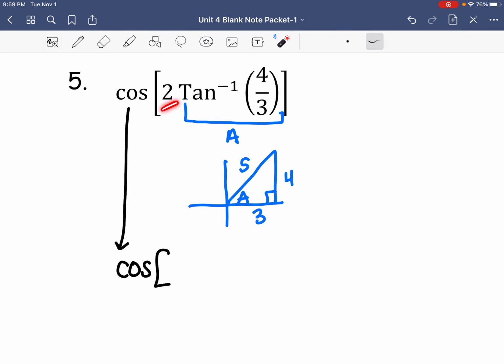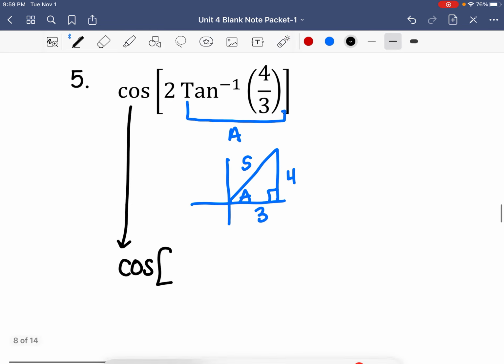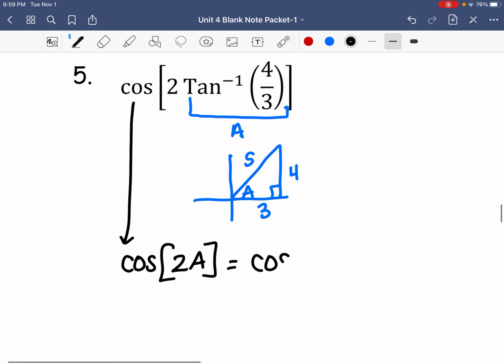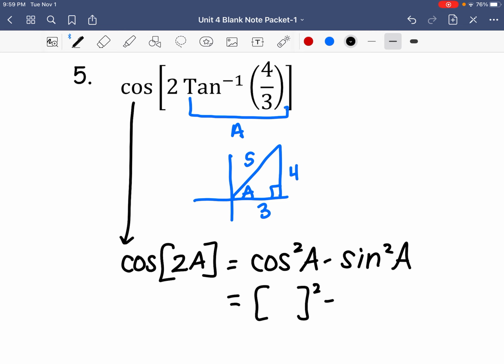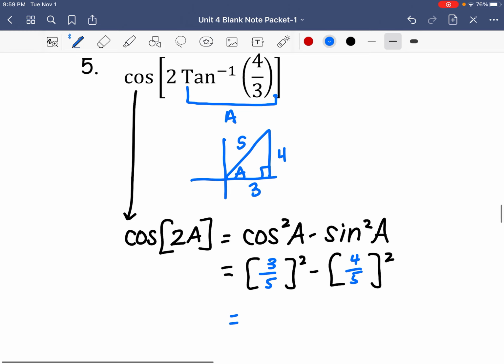And let's rewrite. We have cosine. What do we have inside that bracket? Don't forget that 2. And then all this stuff can be replaced with A. And now we've got a cosine double angle formula. Expand it out. Cosine squared A minus sine squared A. Let's figure out what the cosine of A is and what the sine of A is. Cosine is 3/5. Sine is 4/5. Don't forget, when you square a fraction, you square the top and the bottom.